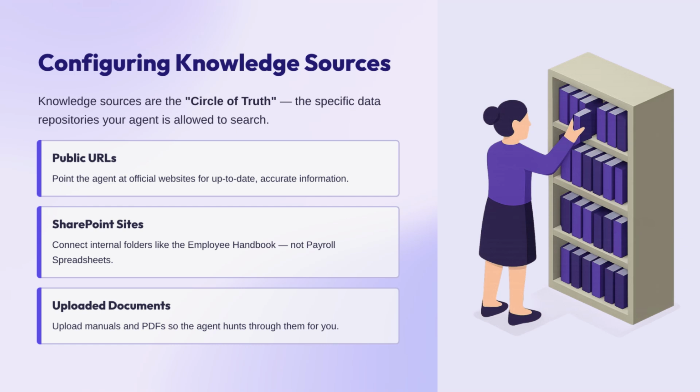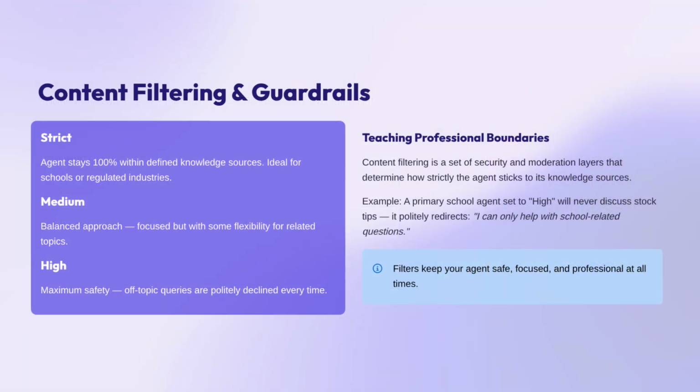So now that we've mastered how to pick the right library of information, you might be wondering how we make sure the agent doesn't get carried away and start talking about things that aren't in those books. Well, that brings us right into our next step, which is content filtering and generative AI settings. Now we need to talk about content filtering.